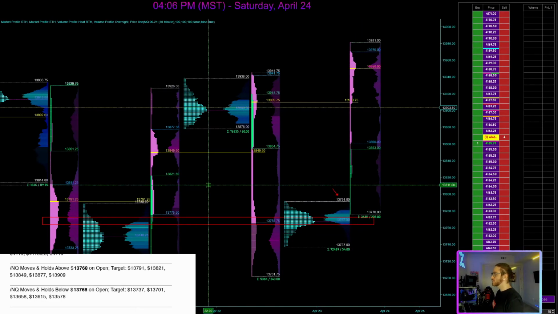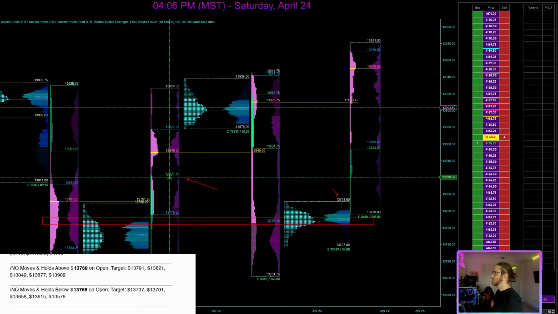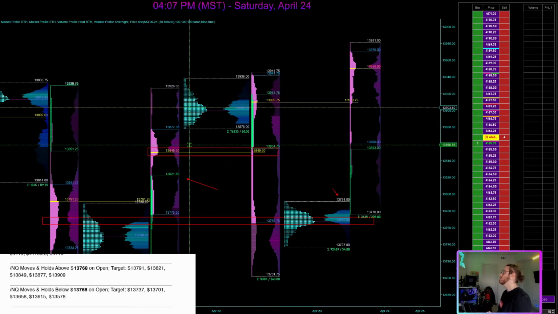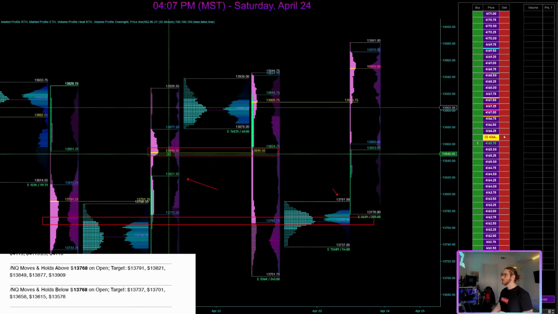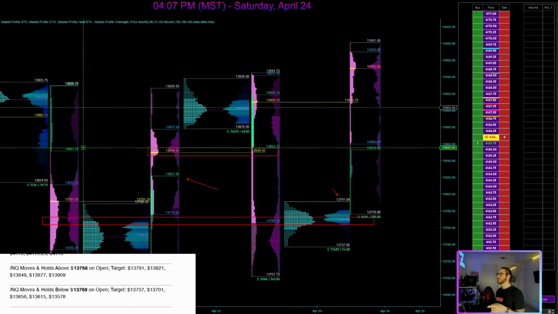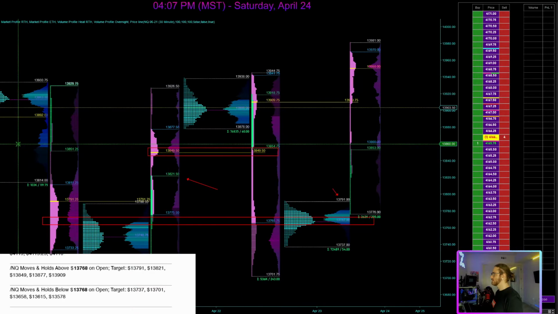Second upside target was 13,821, a little bit of a ways above there. Nice 30-point move or so. And that was the initial balance high from the 21st regular trading hour session. Now, 13,849 was the point of control from that same regular trading hour session on April 21st. And you can see it also coincided with that initial balance low from the previous session at 13,851.25. So lots of good confluence there.